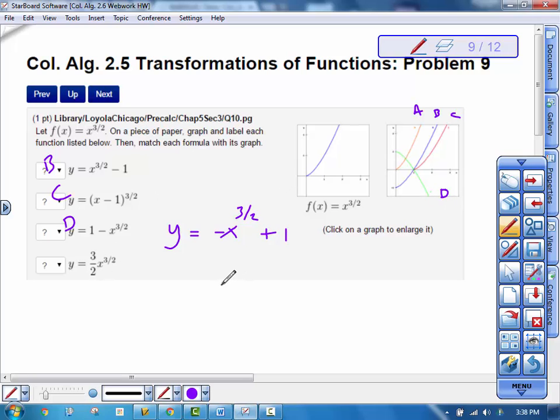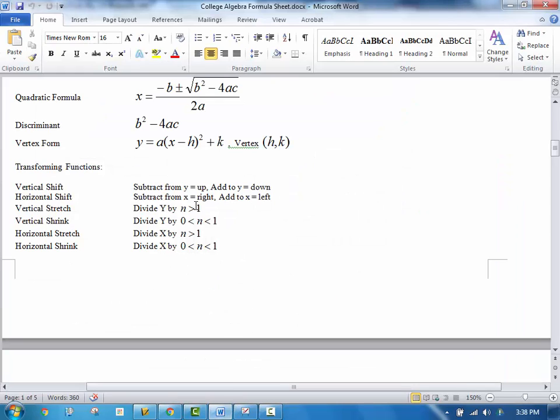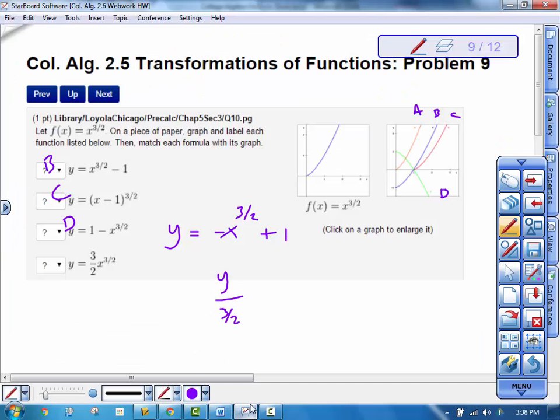And the last one, this is multiplying by 3/2. So I'm going to divide y by 3/2, which is a number bigger than 1. So if we divide y by a number bigger than 1, it's a vertical stretch. That one's been stretched vertically. So if you look for one that's a little steeper, that'd be this A.